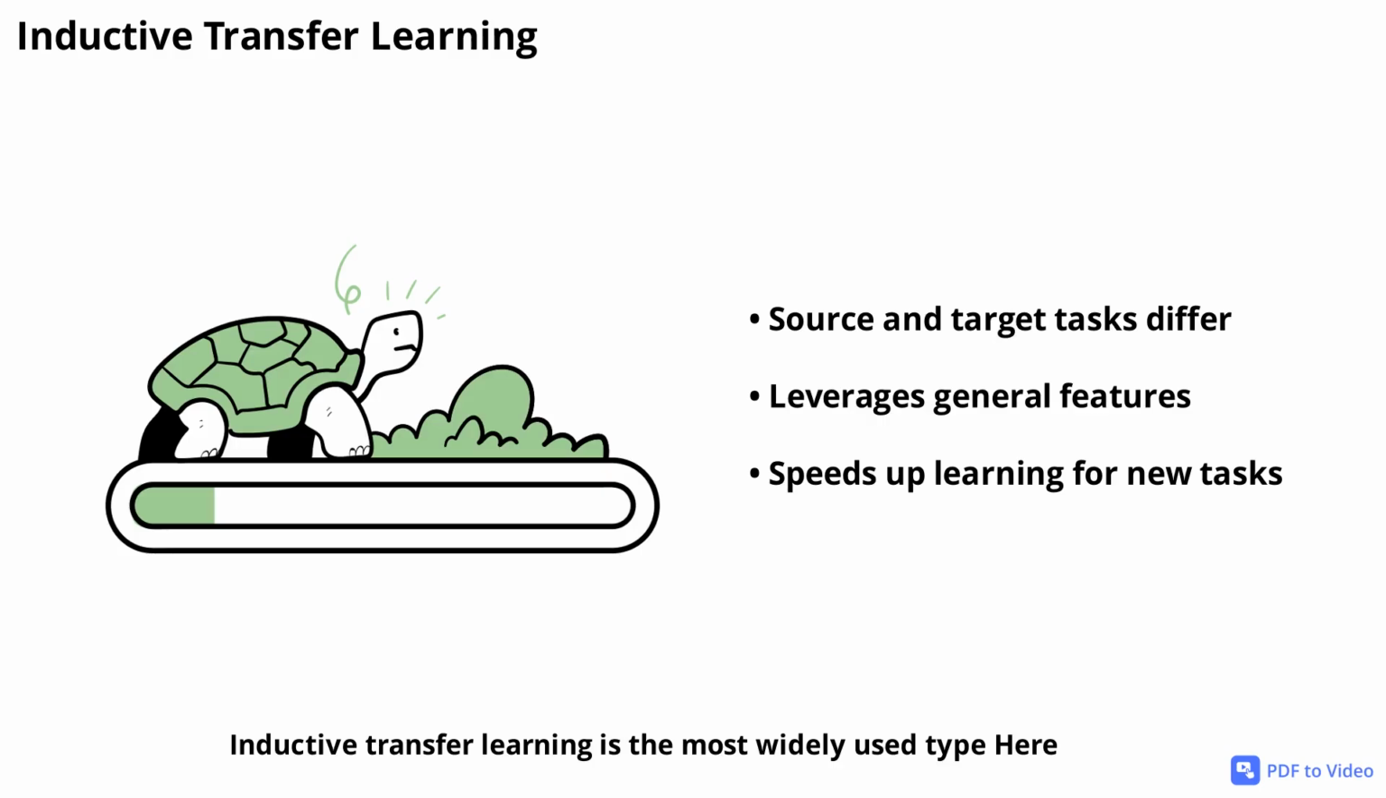Inductive transfer learning is the most widely used type. Here, the source and target tasks are different, but related. For instance, a model trained to recognize animals in photos can be adapted to identify specific breeds of dogs. The model's general understanding of animal features helps it quickly learn the new, more specific task.